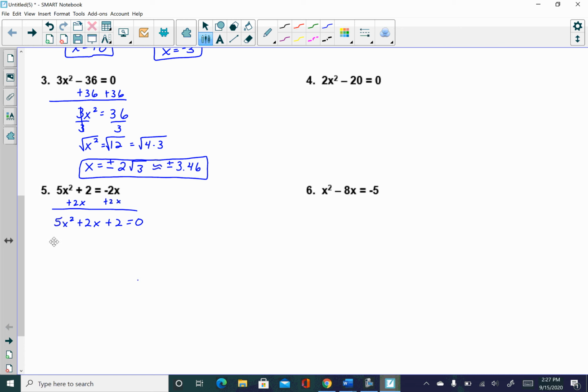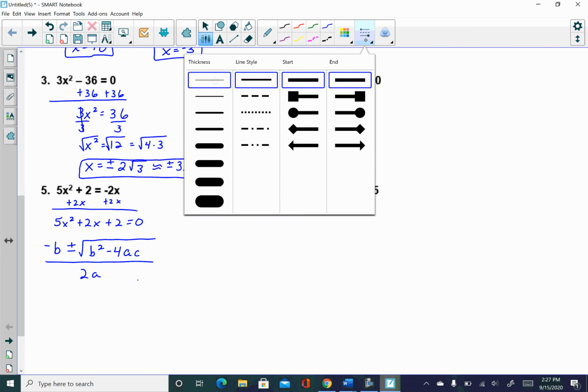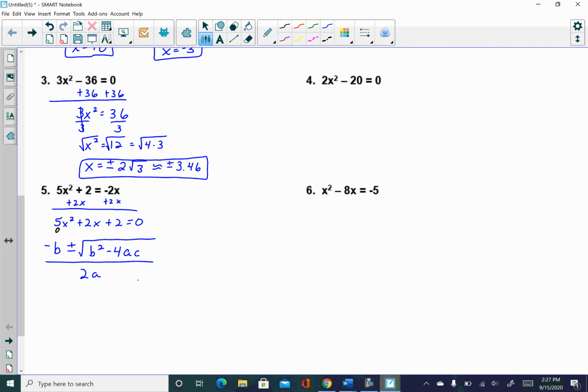And so your quadratic formula, I'm going to write it down here again. Negative b plus or minus square root b squared minus 4ac all over 2a. And then I'm going to come to the problem itself, and I'm going to denote, here's my a, here's my b, and here's my c.